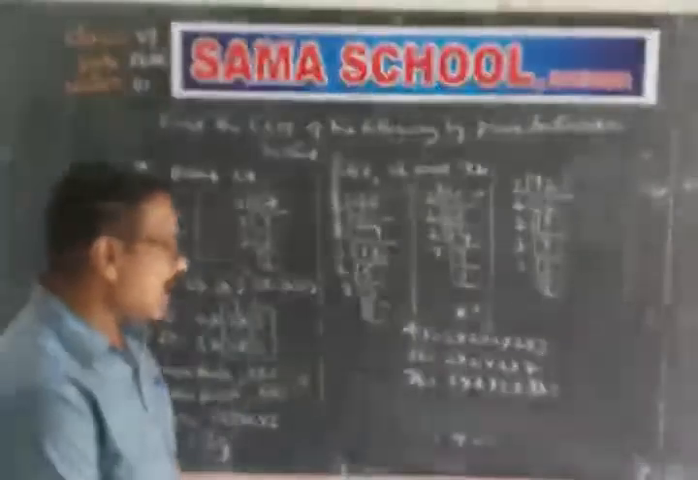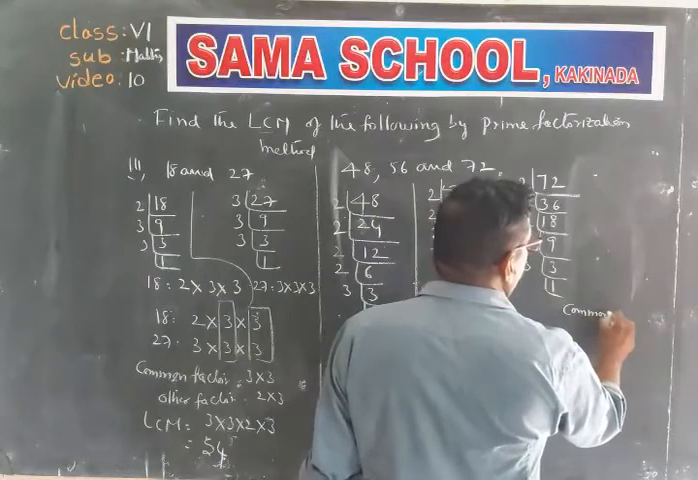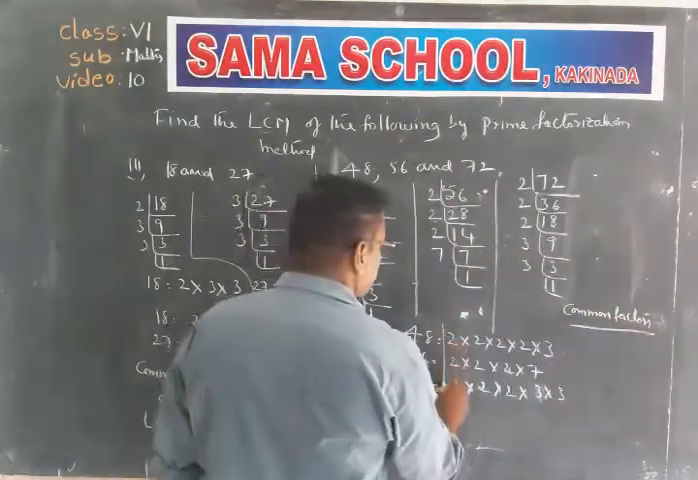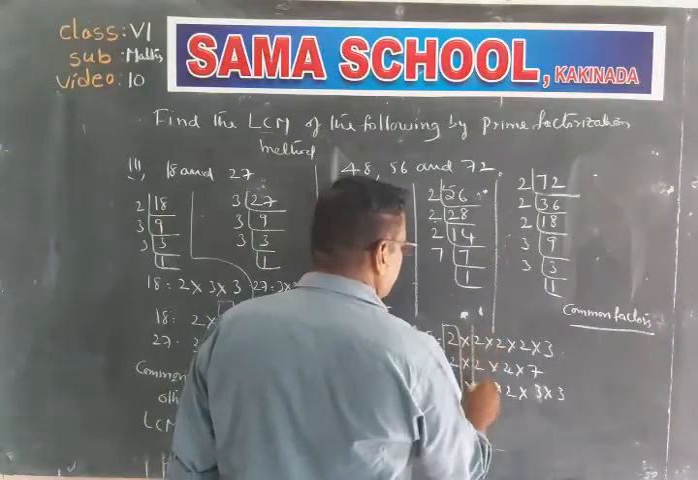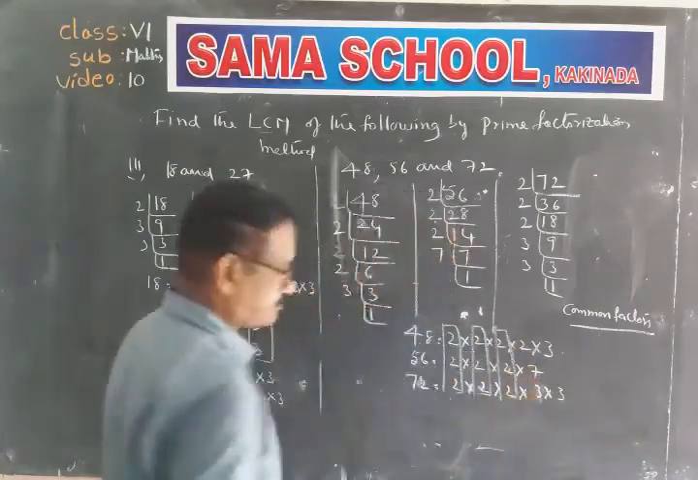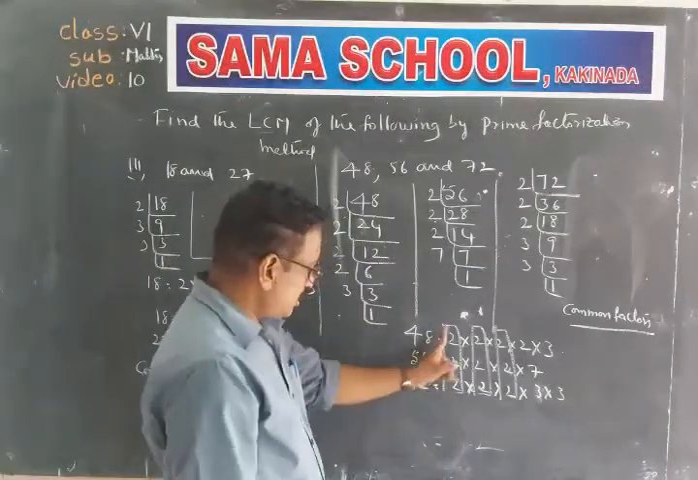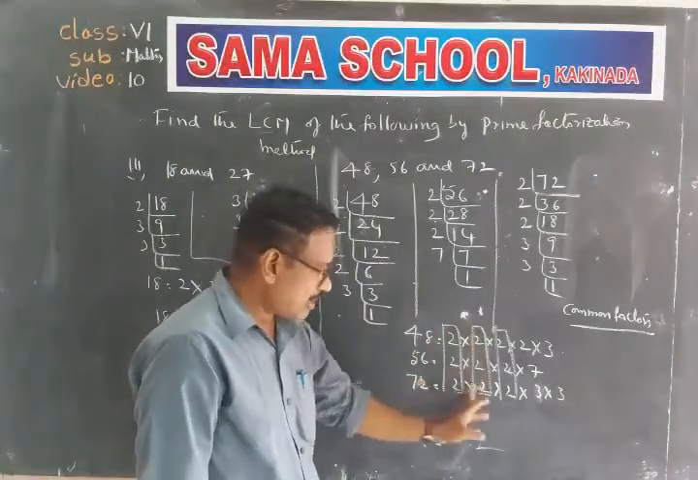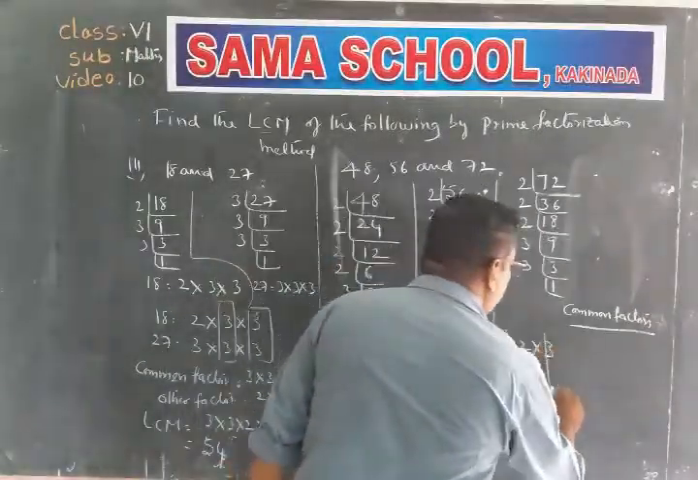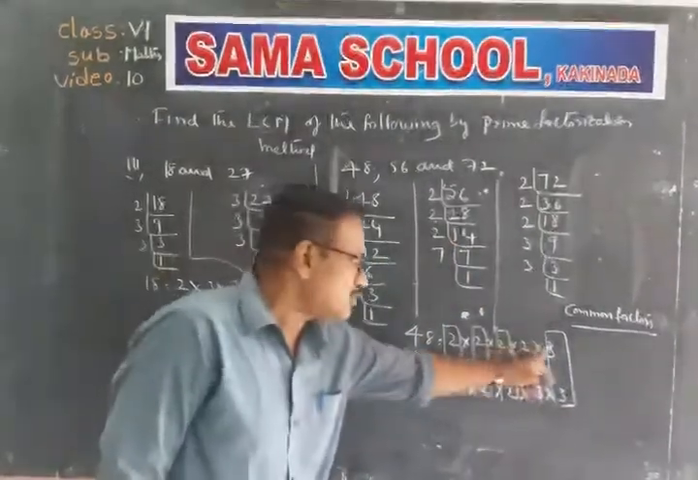Now what to do? Common factors. You write the common factors. What is the first one? 2 is the common number in 3. Again in this place, 3. 2 is the common number. In this 48, 56, 72, 2 is the common number in the 3 given numbers. 2 is also common. And again, in these 2 numbers, 3 is common, but in the third one it is not there. But 2 is the common number.